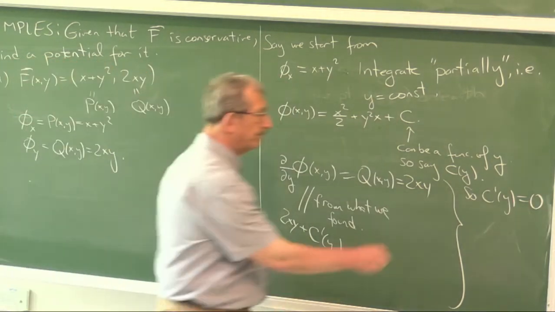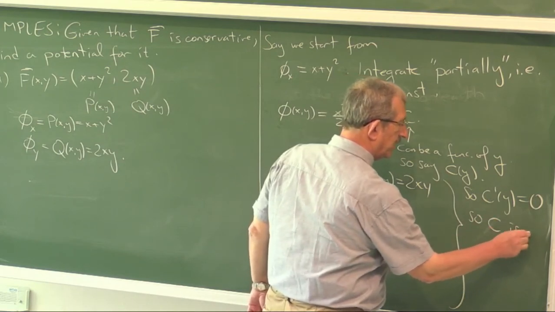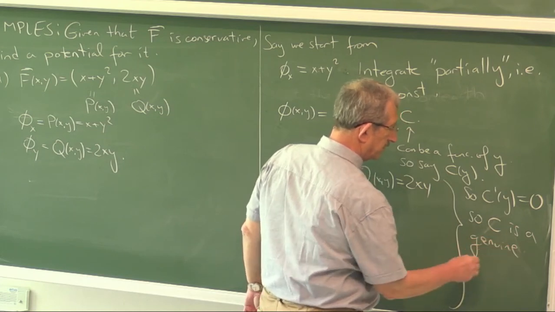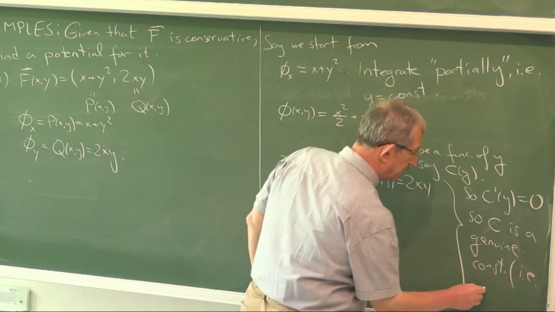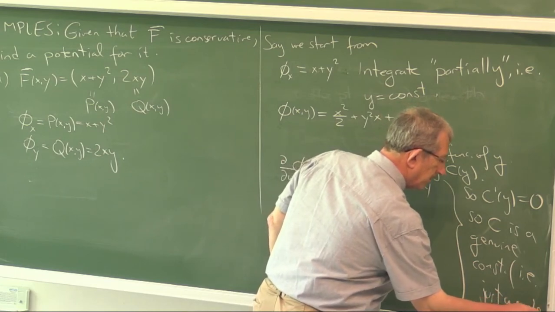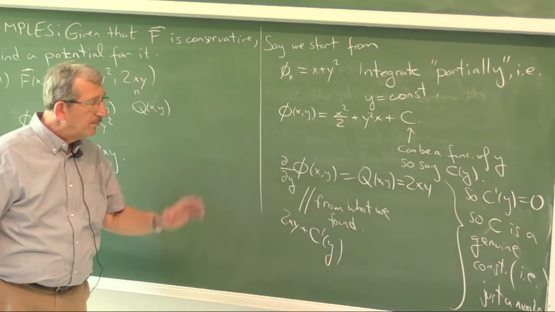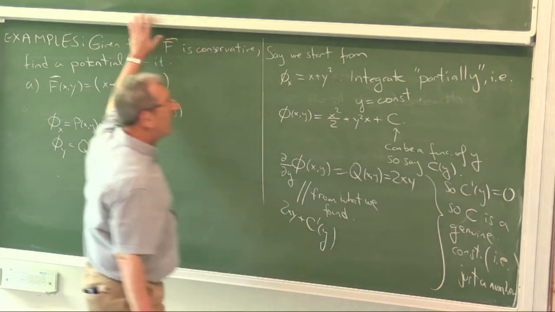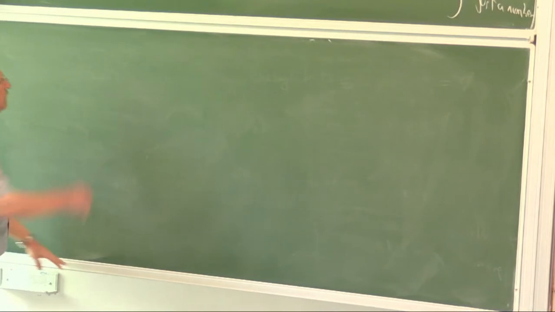So c is a genuine constant. That means just a number. Okay, it doesn't have any y's in it because its derivative with respect to y is 0, so there are no y's in it. And we can now put everything together and obtain phi.